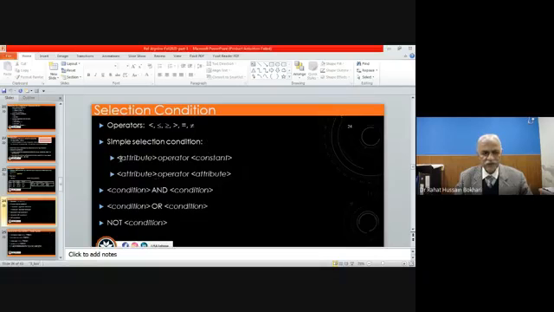Within that condition, you have to write the attribute, then give the operator here, and then you may give the attribute or the constants. You can say that id is greater than this constant 100, let's suppose. So this is the whole, and you can combine the conditions with the help of and, or, not.